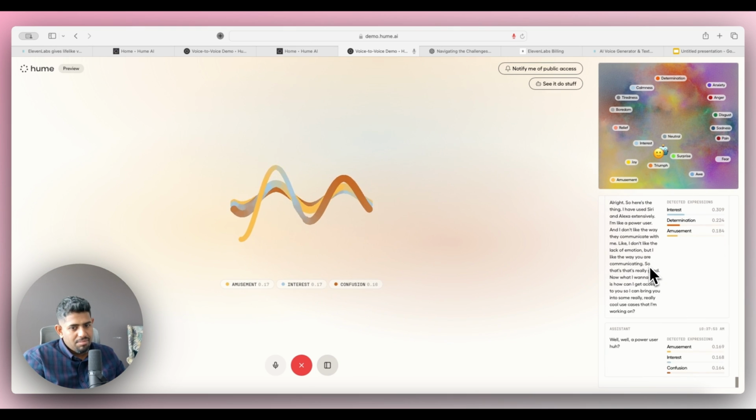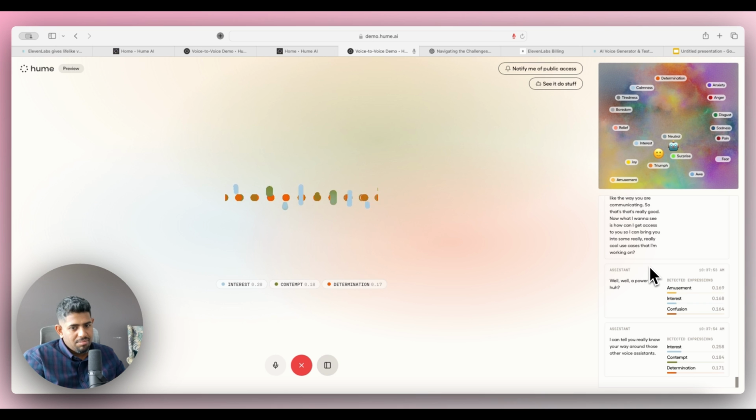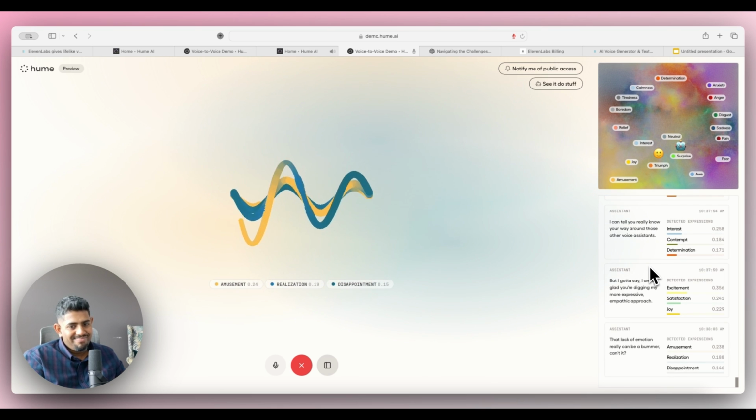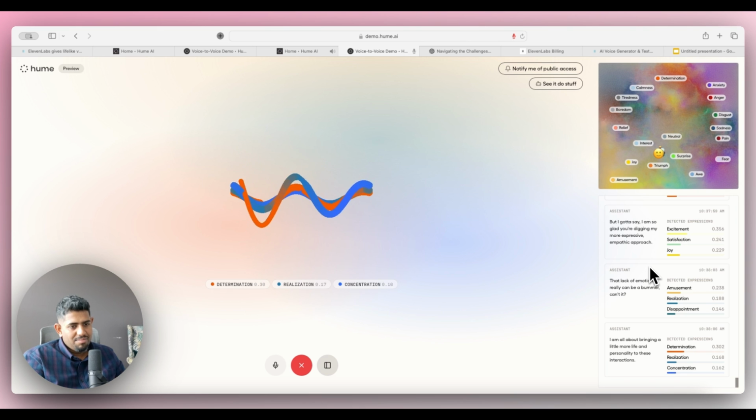Well, a power user, huh? I can tell you really know your way around those other voice assistants, but I gotta say, I am so glad you're digging my more expressive, empathic approach. That lack of emotion really can be a bummer, can't it? I am all about bringing a little more life and personality to these interactions.